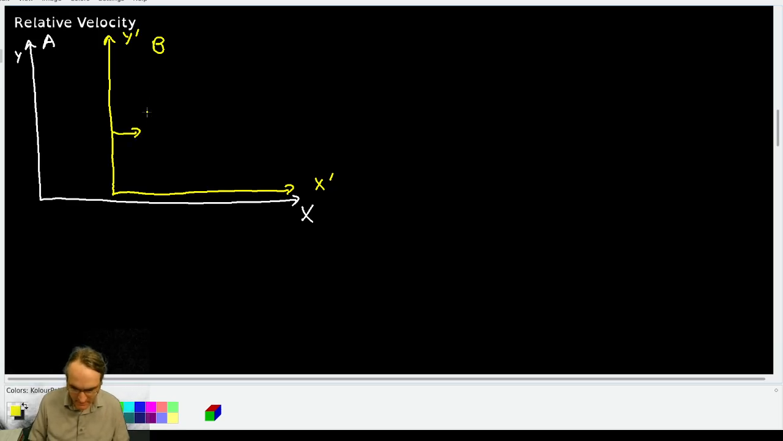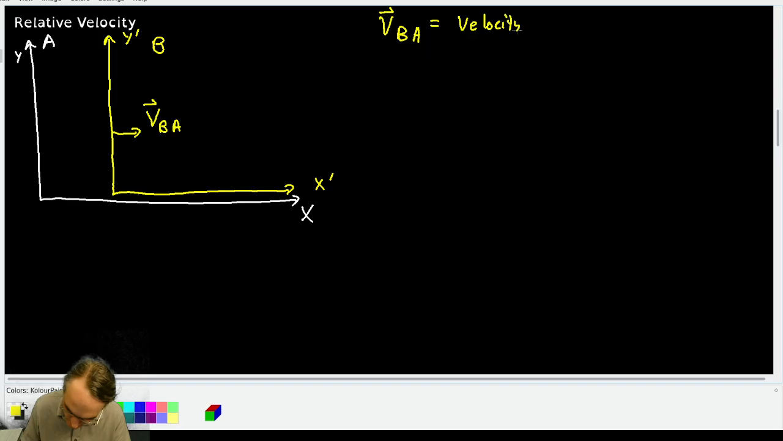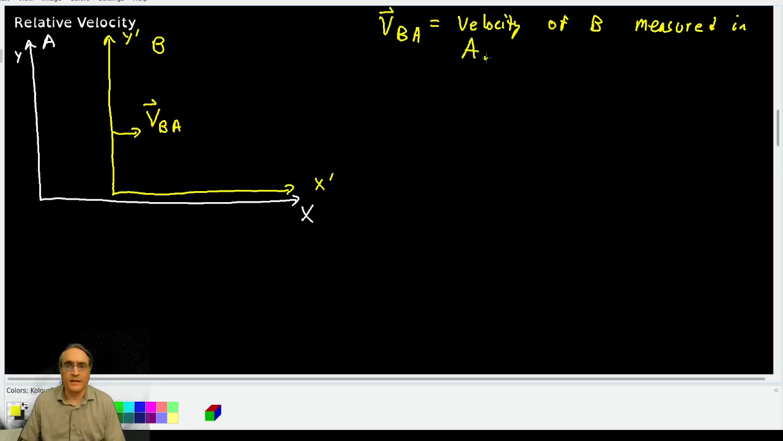and we'll say that reference frame B is moving at a particular speed. We'll talk about the speed of reference frame B and reference frame A, or velocity for that matter. This could be a two-dimensional thing, so I really should make it a vector. This is the velocity of B measured in A.